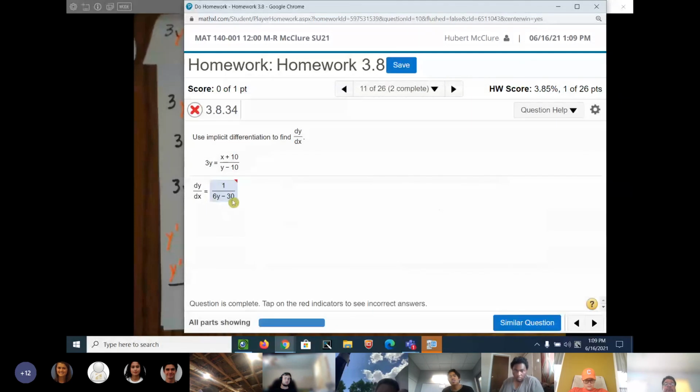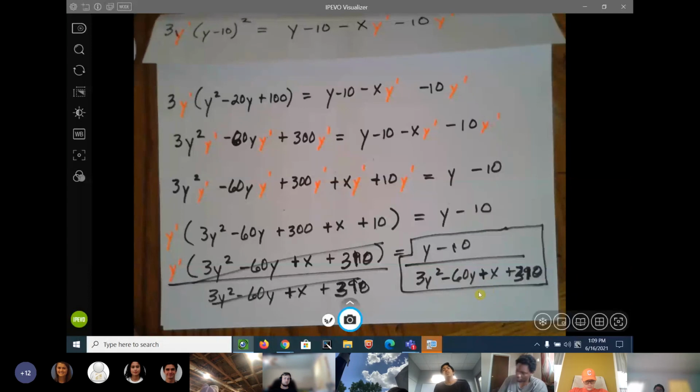And you might be able to, 1 over 6y minus 30. I see a 6y right here. You could factor that bottom. I'd have to go on and do this, but I'll play with it later. But you may be able to factor that bottom. I'm looking, I don't see anything. You could factor out a 3y here. And that would leave you with y minus 20. But there's nothing over here.